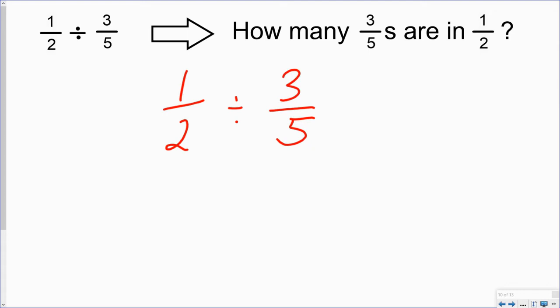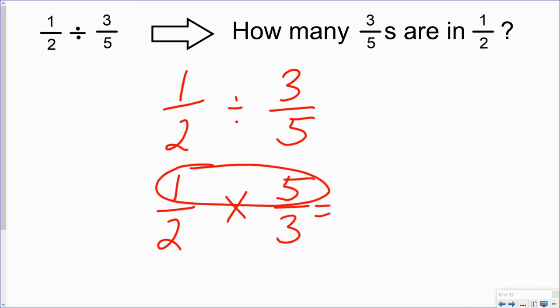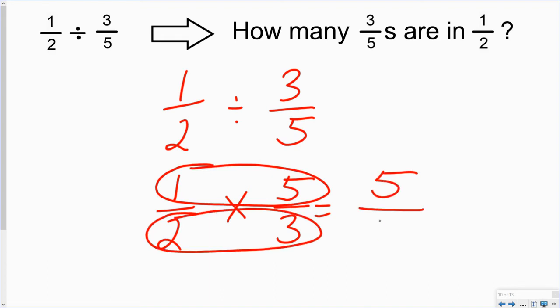So again, with our understanding of the algorithm, we know that we keep our 1/2 the same. And because of our multiplicative inverse, we change this to multiplication, and then we flip this using the reciprocal. So we would have 5/3. And we know that 1 multiplied by 5 is 5. 2 multiplied by 3 is 6. And so our answer would be 5/6.